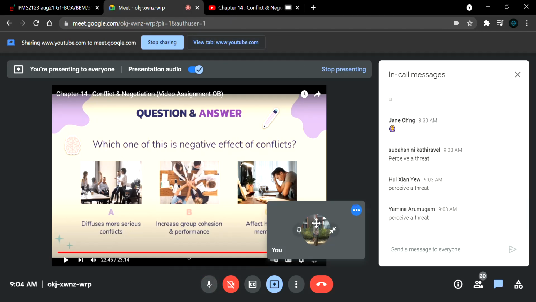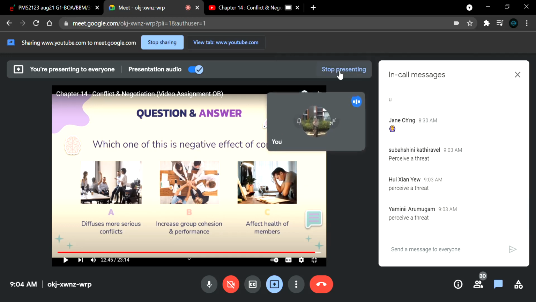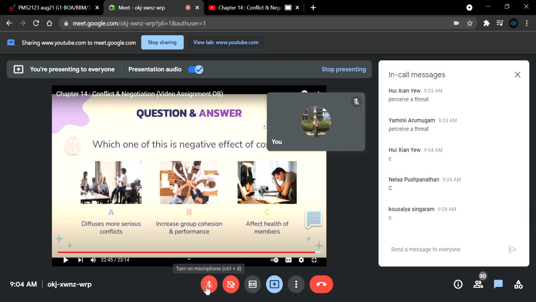Next question. Siapa nak jawab? Which one of these is a negative effect of conflict? A. Diffuse more serious conflict. B. Increase group cohesion and performance. C. Affect health of members. Siapa nak jawab? Yeay. Betul. Thank you. Thank you Nila. Thank you Hugh. Shen. You. Sorry kalau salah sebut. Kausalia. Thank you. Okay, kita proceed with the third question.